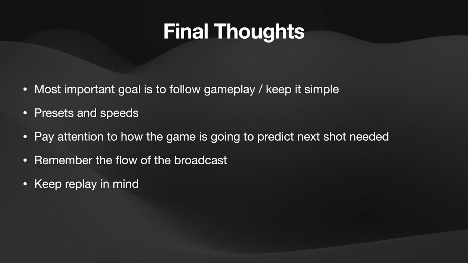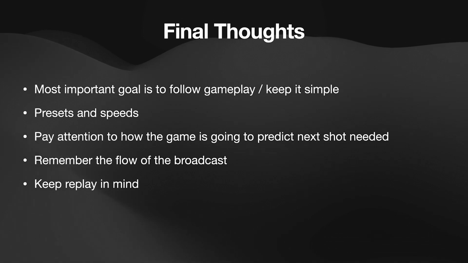You want to pay attention to how the game is going and predict the next shot. We've definitely talked a lot about that with camera 1 and camera 2. You can predict when the ball is about to go over the net and kind of give a little anticipatory pan to either side depending on where the ball is going.